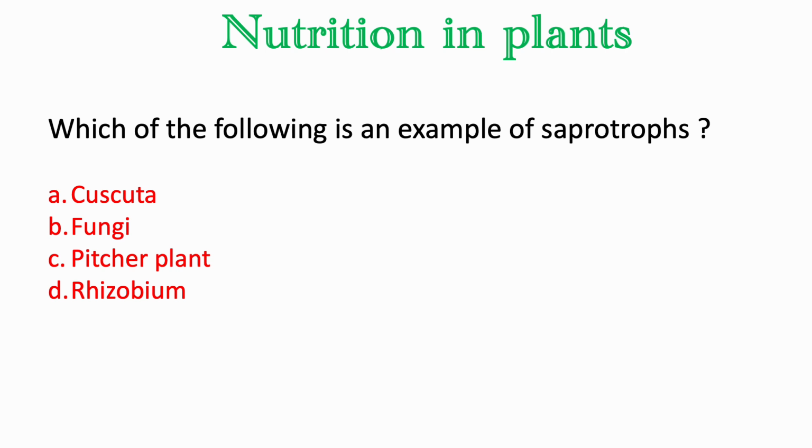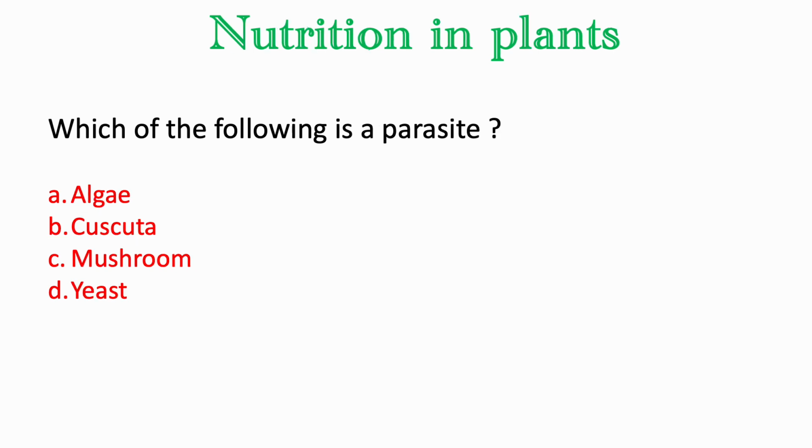Next, which of the following is an example of saprotrophs? Option, cuscuta, fungi, pitcher plant, rhizobium. Correct answer is option B, fungi. Next, which of the following is a parasite? Option, algae, cuscuta, mushroom, yeast. Correct answer is option B, cuscuta.